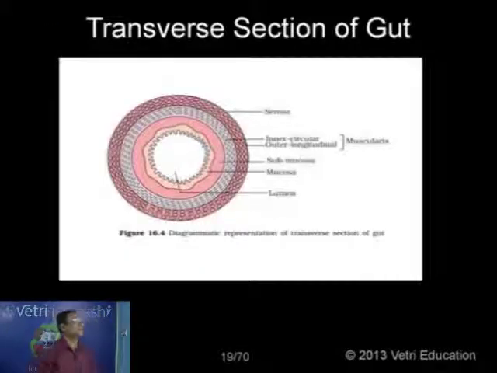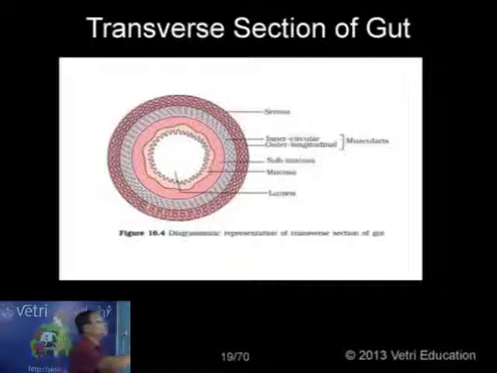Now, let's show the picture. Here is a cross-section of a small intestine, or simply the alimentary canal. You can see there are four layers. The outermost layer is called the serosa layer. This serosa layer is formed of some connective tissue and also some epithelial cells, but normally we say it is formed mainly of connective tissue, the outer serosa layer.